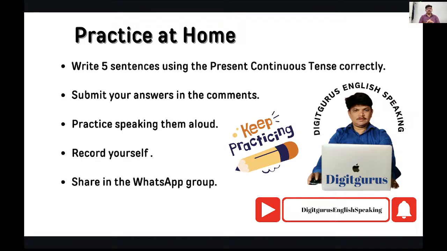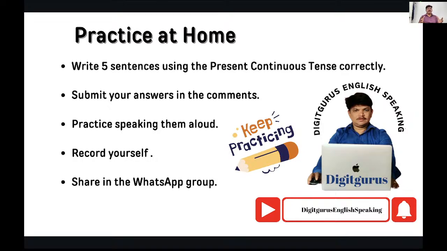Do this one for sure. And also type in the chat section. Okay? Type in the chat section the sentence you have made. Now next thing you are going to do, submit your answer in the comments.